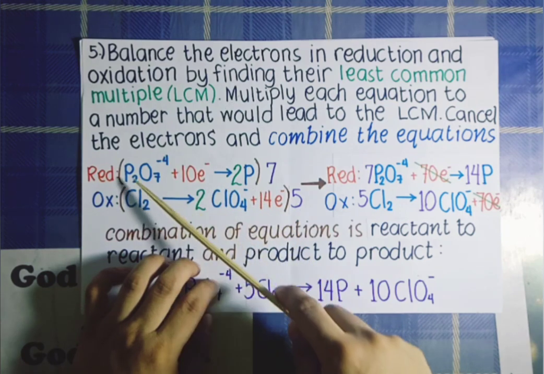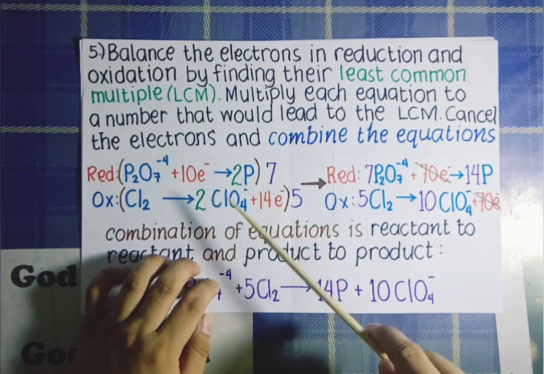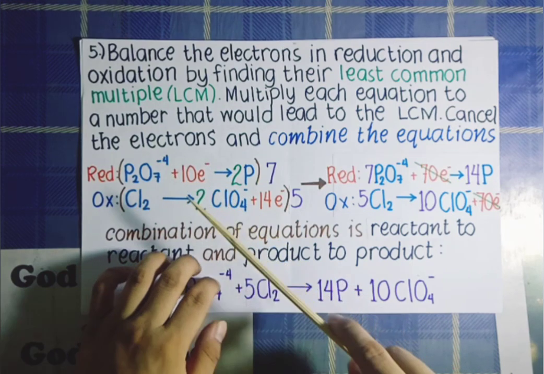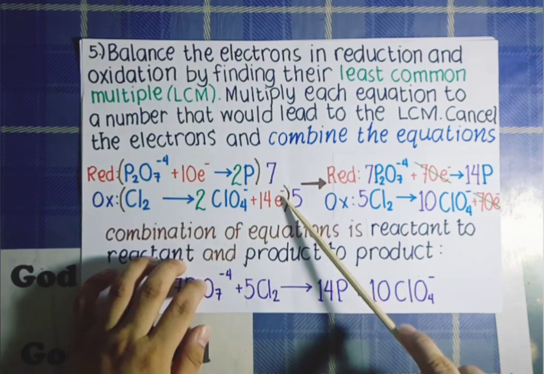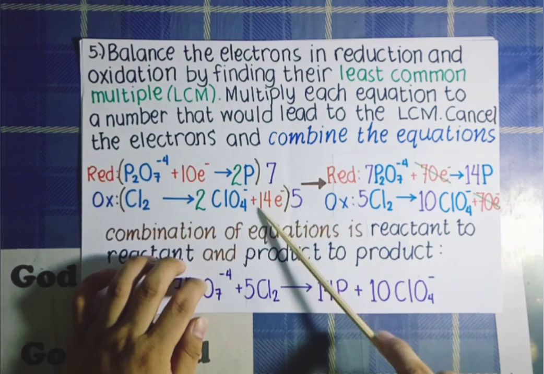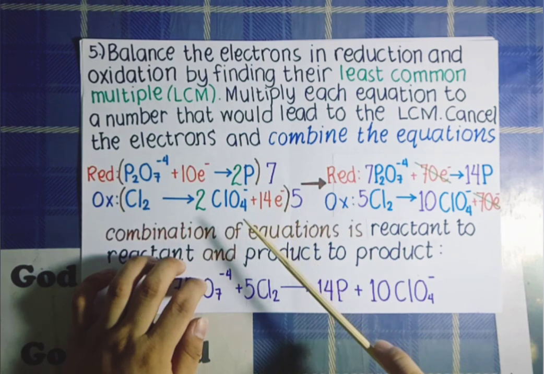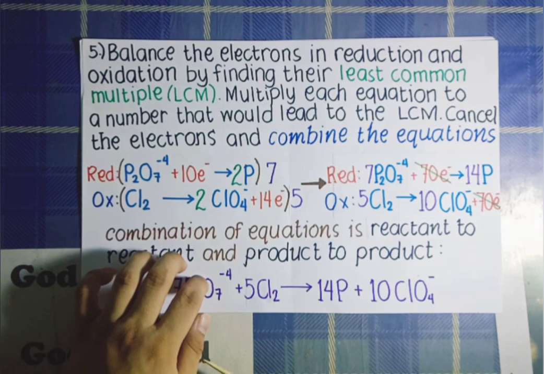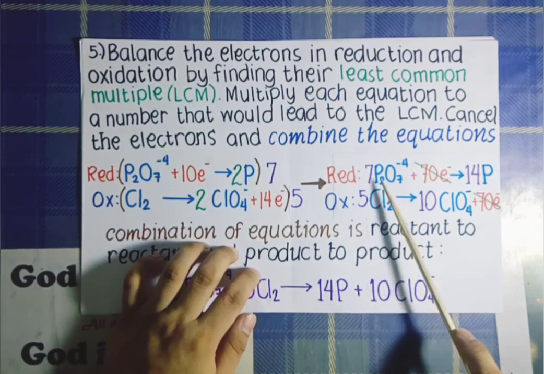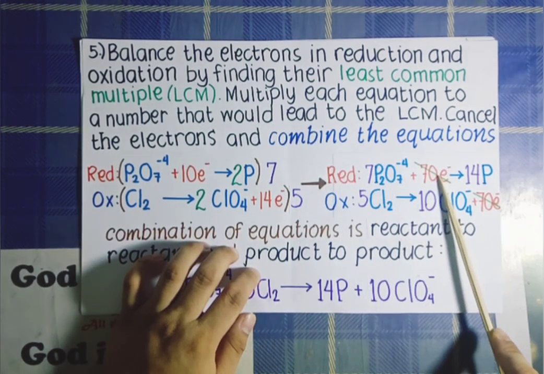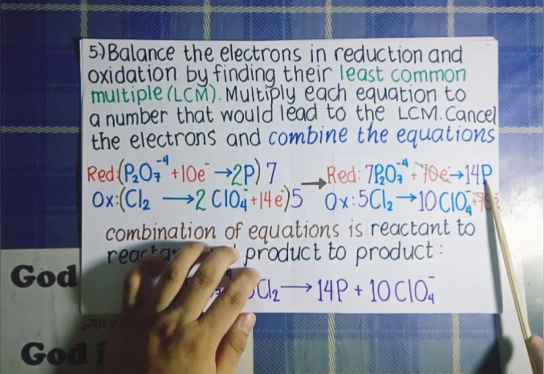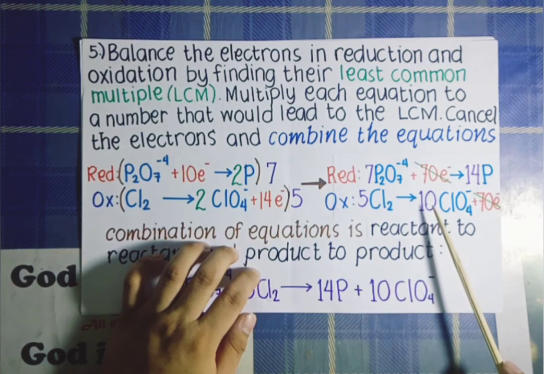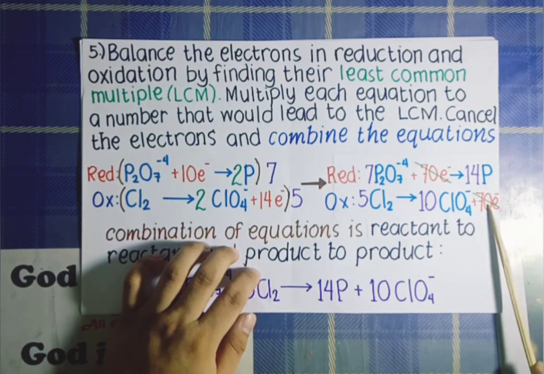In this case, we are going to multiply our reduction equation by a number that will turn these 10 electrons into 70. And we are also going to multiply our oxidation equation by a number that will turn these 14 electrons into 70. And those numbers are 7 and 5 respectively. And we are going to have 7 pyrophosphate ion plus 70 electrons will yield 14 phosphorus. And for oxidation, we have 5 chlorine gas will yield 10 perchlorate ion plus 70 electrons.